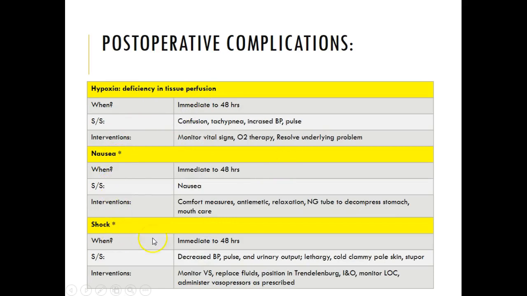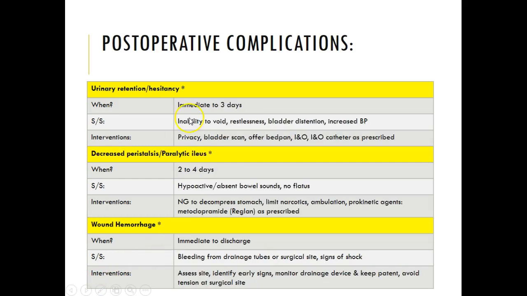Here, nausea and shock, signs and symptoms are definitely something you should understand. You will have a decreased blood pressure, an increased pulse, a decrease in urinary output. Patients may be having some lethargy, cold and clammy pale skin, and stupor. So again, shock is decreased blood pressure, increased pulse, and decreased urinary output. Urinary retention, decreased peristalsis, and also hemorrhaging.